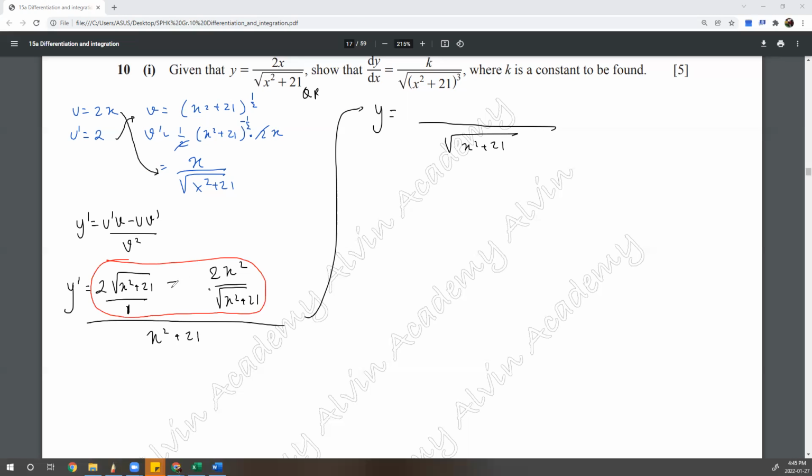Okay. So what you need to do on the left side is times square root of x squared plus 21 times square root of x squared plus 21, right? So 2 times x squared plus 21, right? Minus, I almost forgot the minus here. Minus 2x squared, done. And look at the blue part. I have to finish this, right? X squared plus 21. Now you can finish this. I think you can just do 2x squared plus 42 minus 2x squared, right?